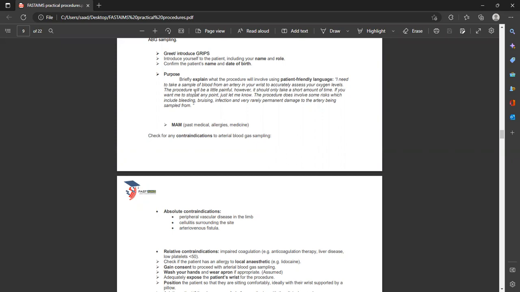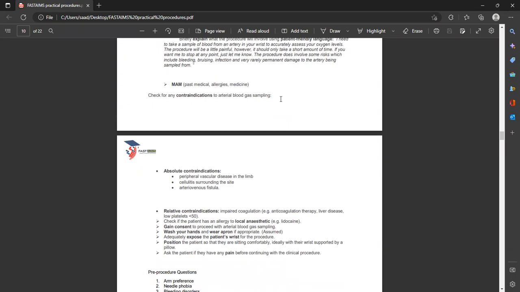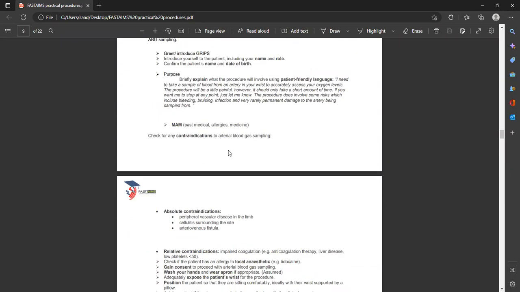Just explain briefly what ABGs are. The procedure would be painful, but I would be giving you some local anesthetic, just mention it. But in the real exam, you will not be having any local anesthetic. You just have to do ABGs. Then a quick history about allergies and medicines. Either he's taking warfarin or any blood thinners, then you have to take extra care. These history questions are related to the procedure only, not to the shortness of breath.